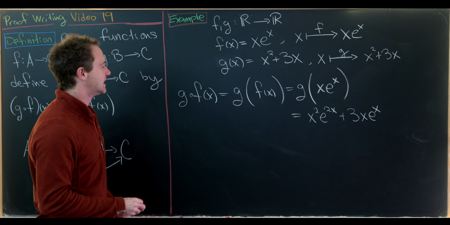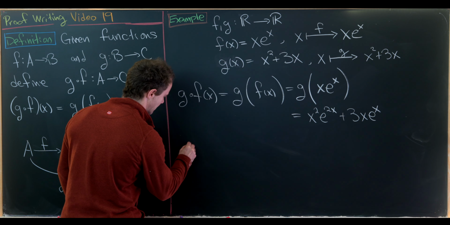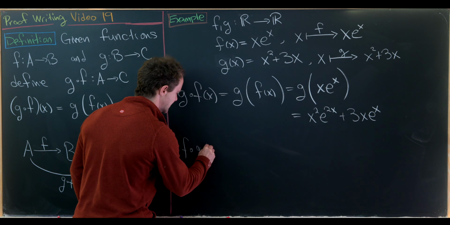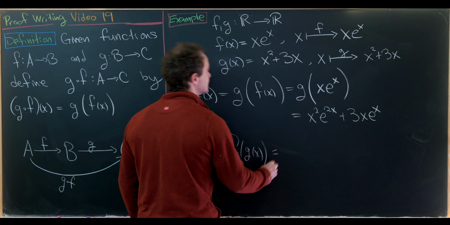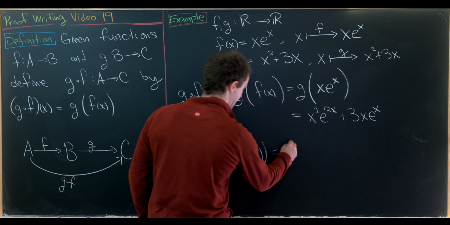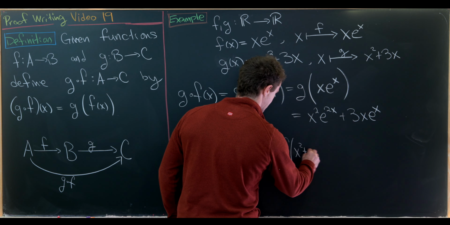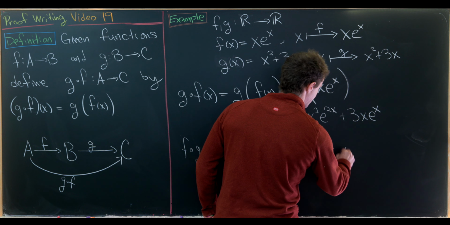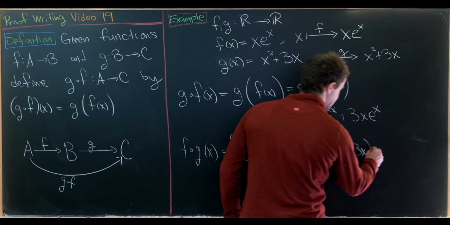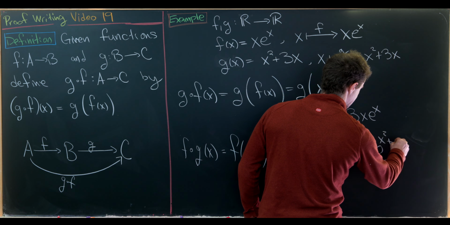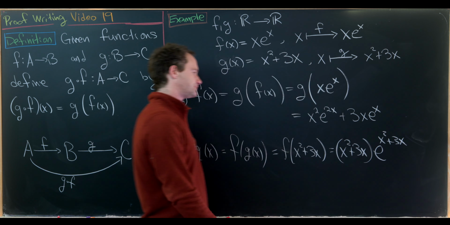Okay, nice. And now let's do the composition in the other order. We have f composed with g of x. So that's f of g of x. So that'll be what? f evaluated at x squared plus 3x, but that ends up being x squared plus 3x times e to the x squared plus 3x.